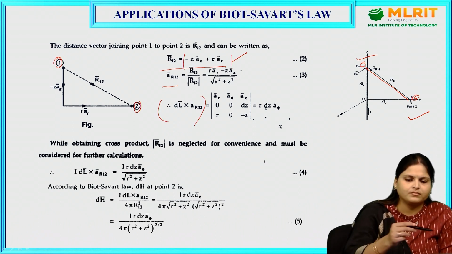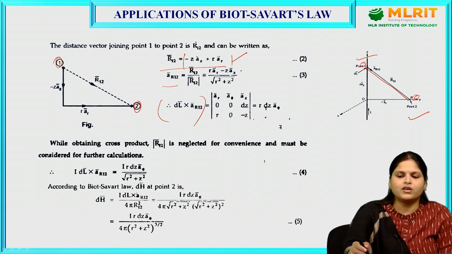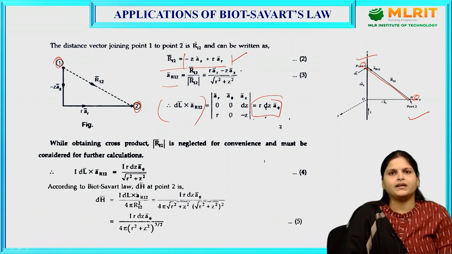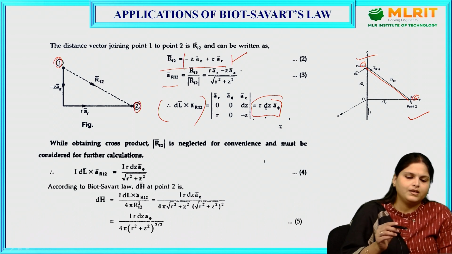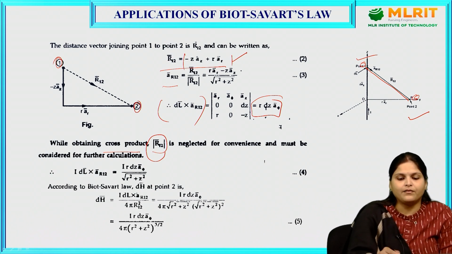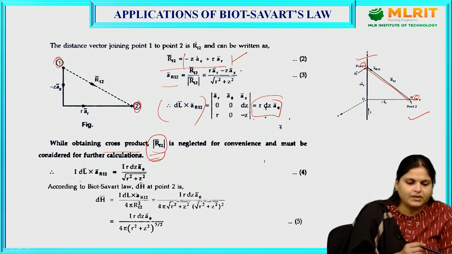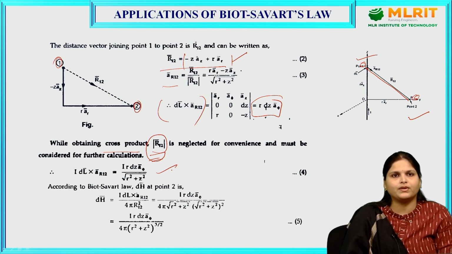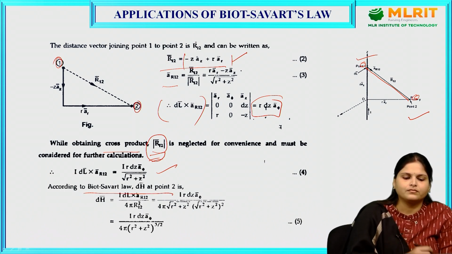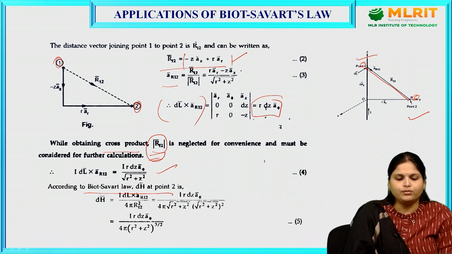When we simplify more and put that into the main formula, it becomes dl cross aR12, the cross product, and we get r dz a phi. When we obtain this cross product, this R12 is neglected. Now, again we consider I dl cross aR12, and we get I r dz a phi upon under root of r square plus z square. Now, see the formula which we got from BIOT-SAVART'S law, dH is equal to I dl cross aR12 upon 4 pi R square 12.